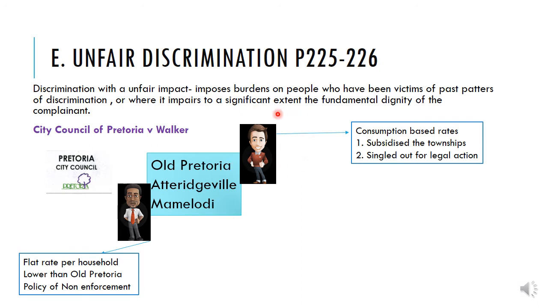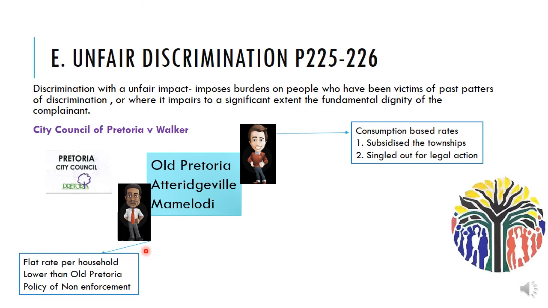Furthermore, he also complained that only residents of Old Pretoria were singled out by the council for legal action to recover arrears owed for services, whilst a policy of non-enforcement was followed in respect of Mamelodi and Atteridgeville. So in Old Pretoria, if you failed to pay for your electricity, they'd switch your electricity off and legal action would be taken against you. In Atteridgeville and Mamelodi, the people simply did not pay and there were no consequences.